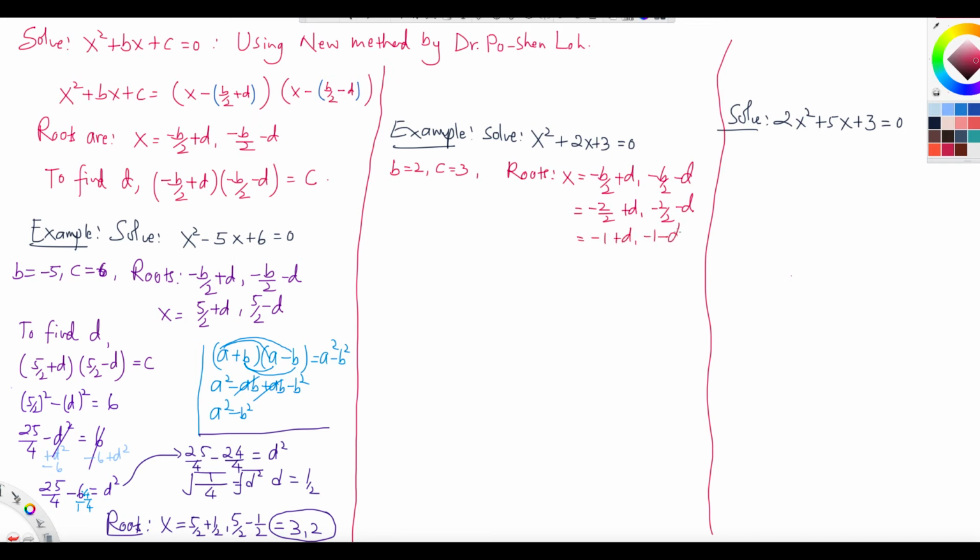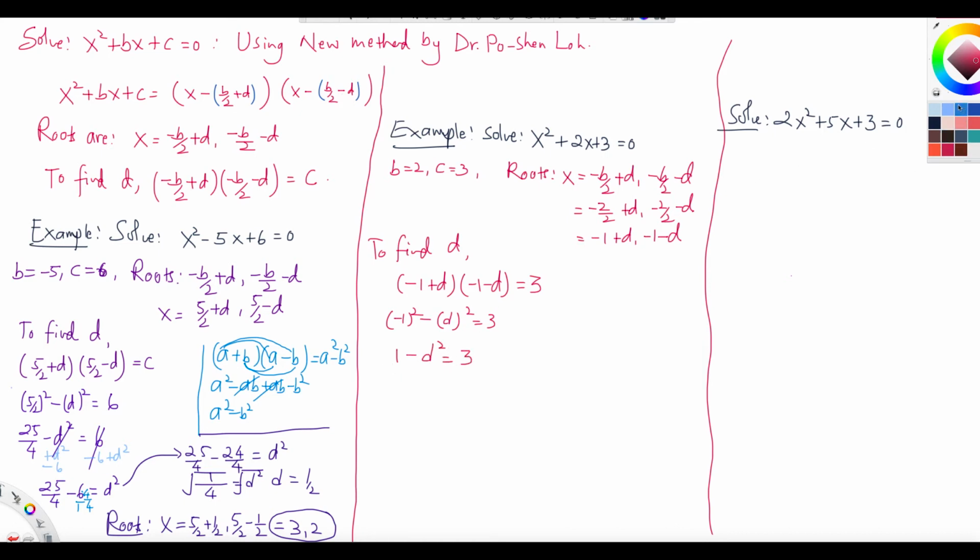negative 1 minus d. So to find d, what do we do? You multiply those two. Negative 1 plus d times negative 1 minus d equals c. c is 3. We use that formula again. You can FOIL it or use the formula again: the first plus second number times first minus second. That is square of the first minus square of the second equals 3. What is negative 1 squared? That's positive 1, right? Negative 1 times negative 1 is positive 1, minus d squared equals 3.